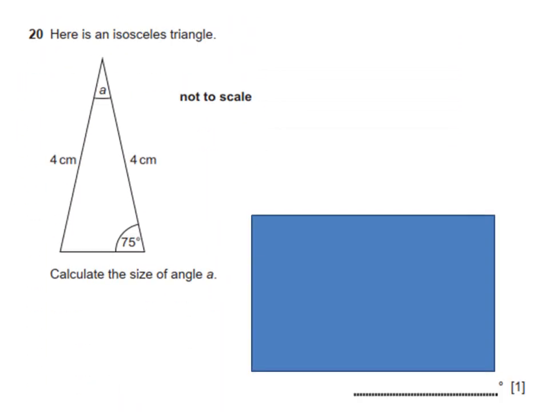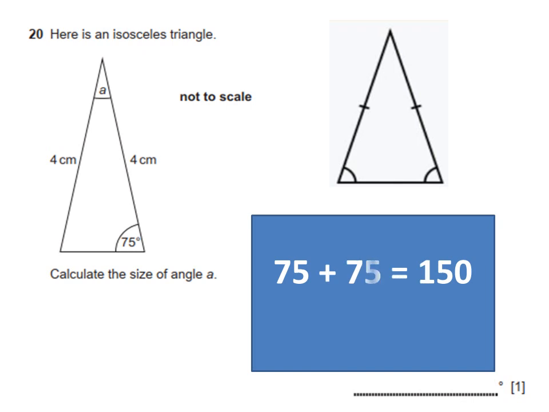Here's an isosceles triangle. Isosceles means 2 sides are equal and 2 angles are equal. Since we have an isosceles triangle here, as shown in the picture, 2 sides are equal, 2 angles are equal. So the angle down will also be 75. 75 plus 75, 150. Then 180 minus 150 equals 30. So the final answer is 30.